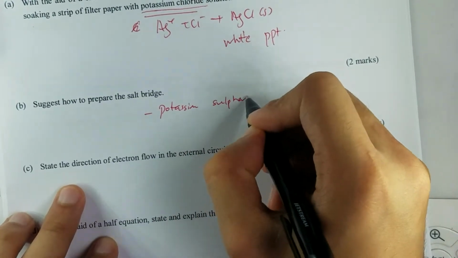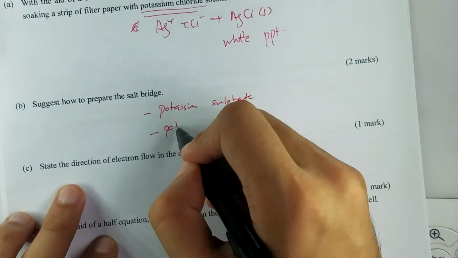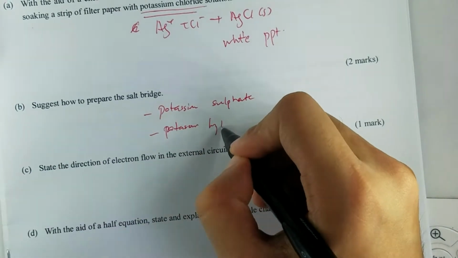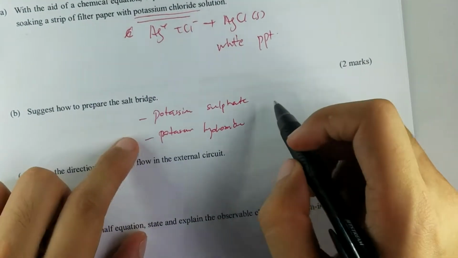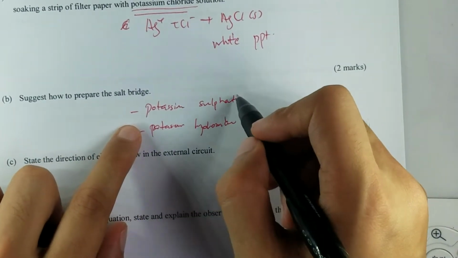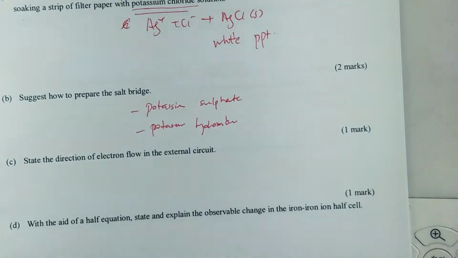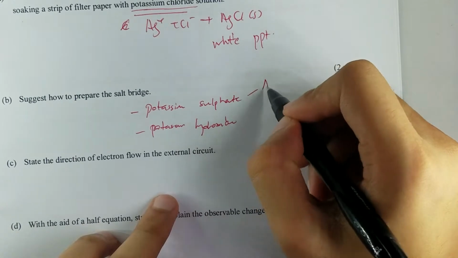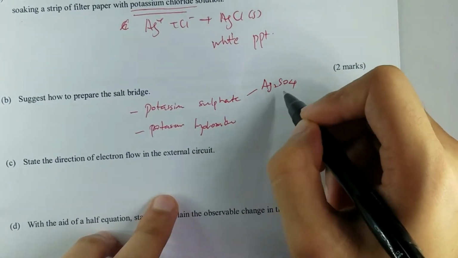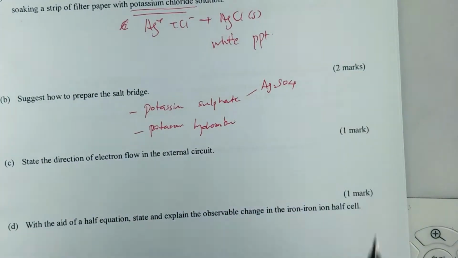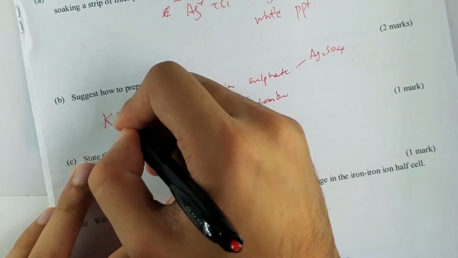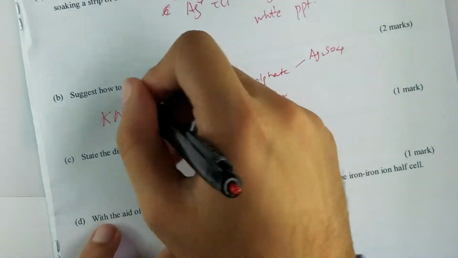sulfate, and then I even saw potassium hydroxide. So why were these two not acceptable? Because iron hydroxide is a precipitate and silver sulfate is also a precipitate. So that's why you have to know these exceptions. We don't use sulfate and hydroxide a lot. So the only option will be potassium nitrate, which is the best.